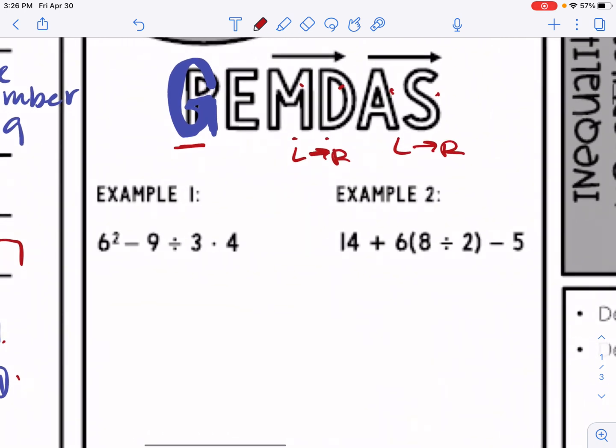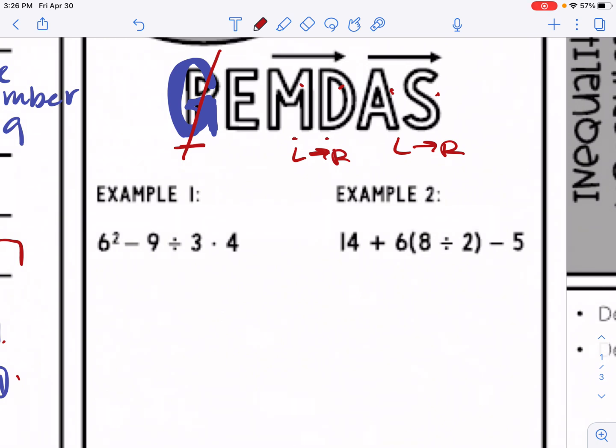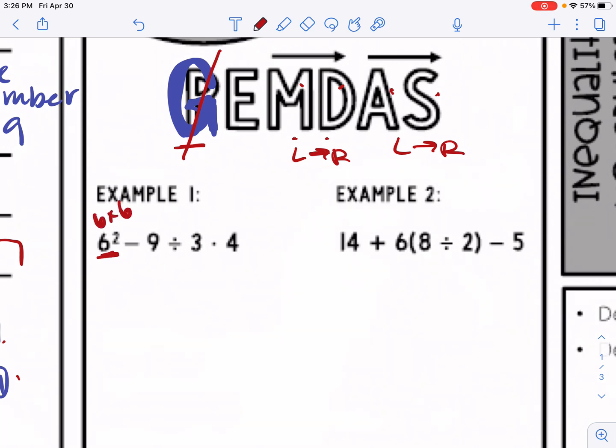All right, so example 1. I don't have any groups, so I can cross off my G. I do have one exponent right here, 6 to the power of 2. That means 6 times 6. So what I would do there is just replace it with 36 and then rewrite my problem. So 36 minus 9 divided by 3 times 4. Now I have a new problem.